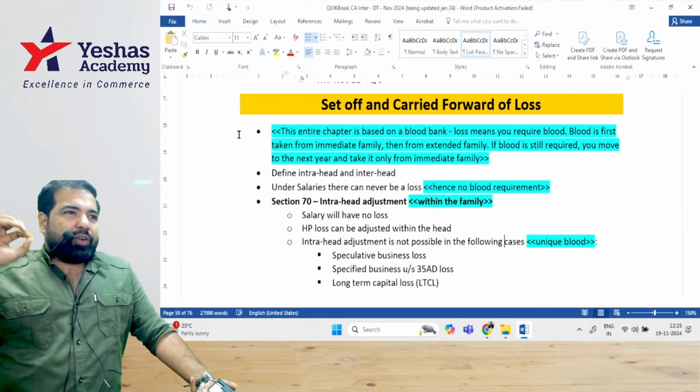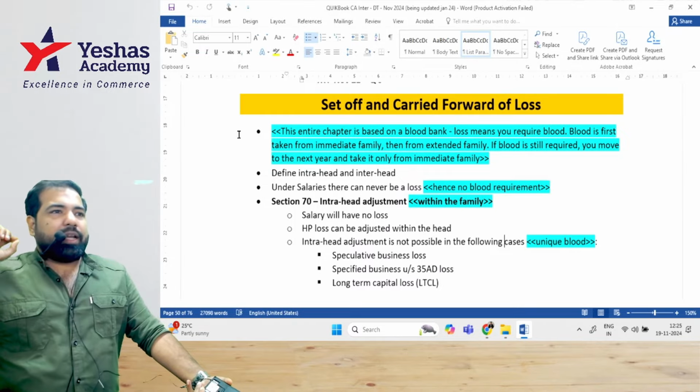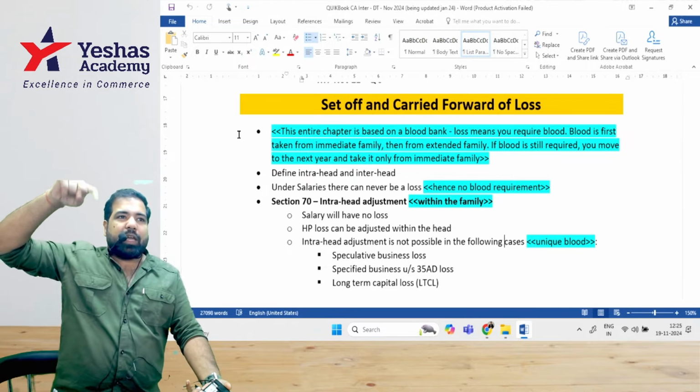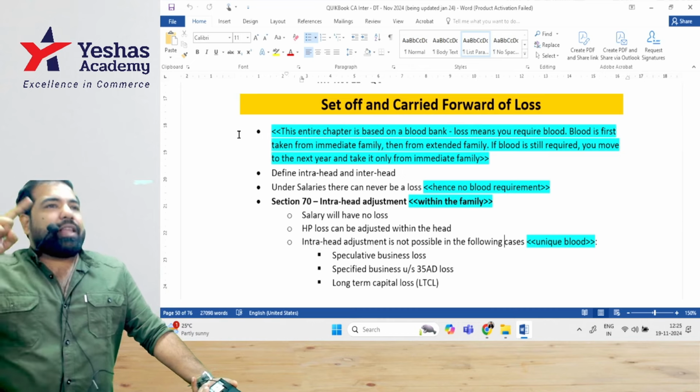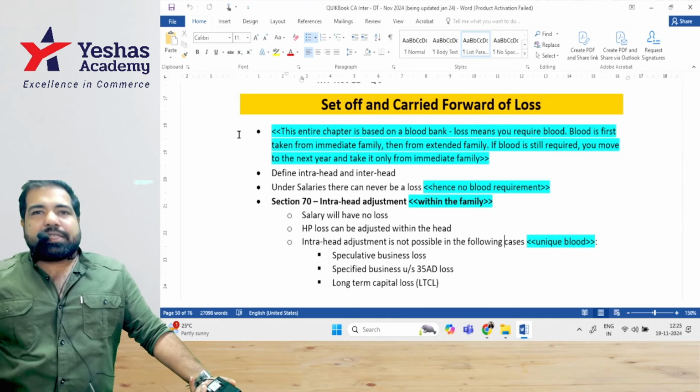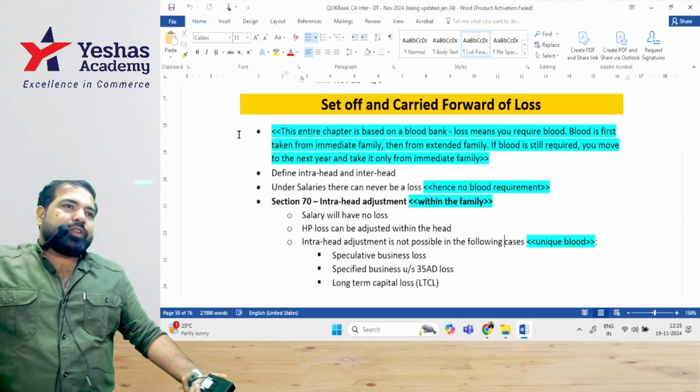Just like specified business, this loss can be carried forward indefinitely. So in the exam, they say UAD of 9 years back. Can you still set it off? Yes. And there is no quarantine stamp. It can go to any head except salaries. Why? Because it comes out of which room, guys?